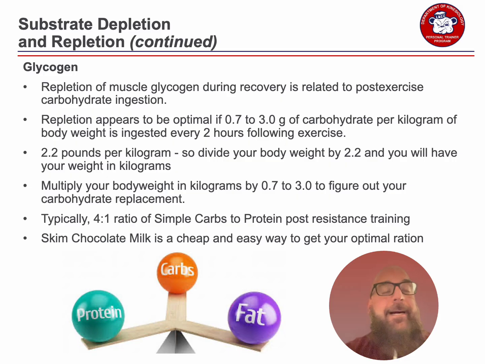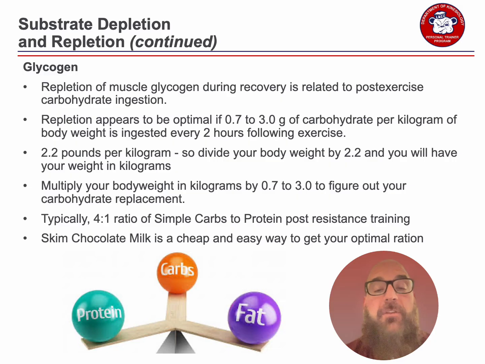All right, continue on glycogen. Repletion of muscle glycogen during recovery is related to post-exercise carbohydrate ingestion. Aha! Carbohydrate ingestion post-exercise. Repletion appears to be optimal at 0.7 to 3 grams of carbohydrate per kilogram of body weight, and is ingested every 2 hours following exercise.